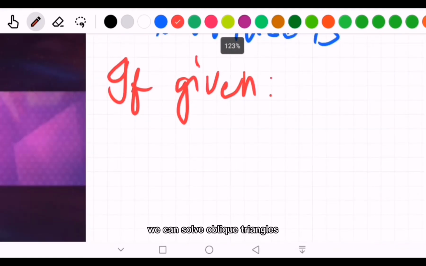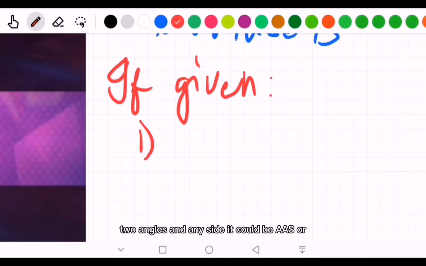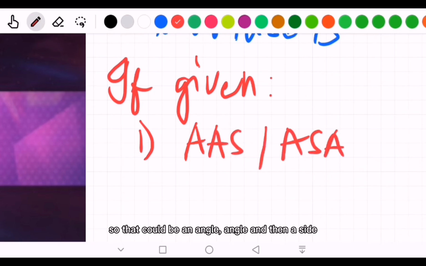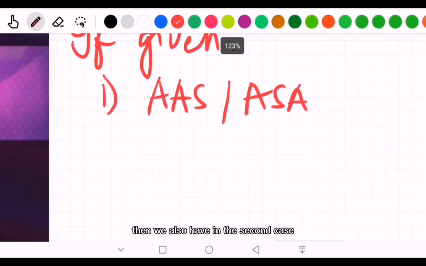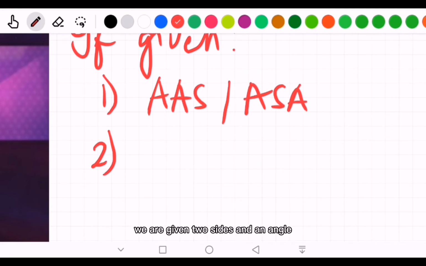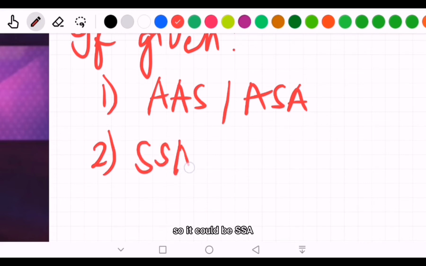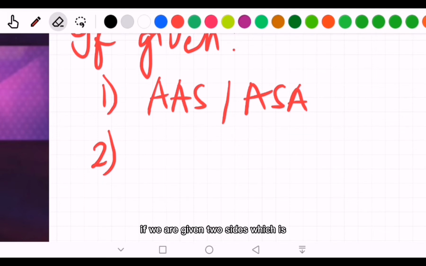We can solve oblique triangles if we are given, first, two angles and any side. It could be AAS or ASA, so that could be an angle and then a side, or an angle, a side, and then an angle. In the second case, we are given two sides and an angle, so it could be SSA.